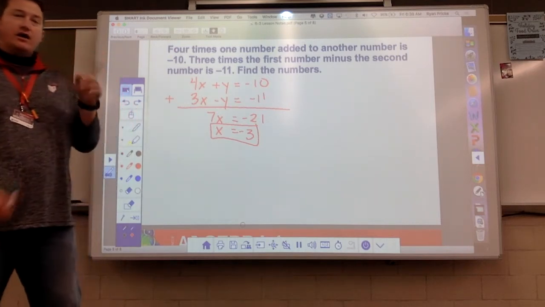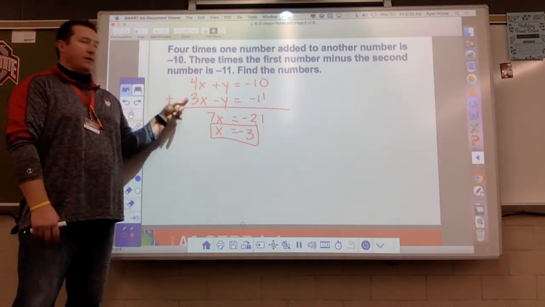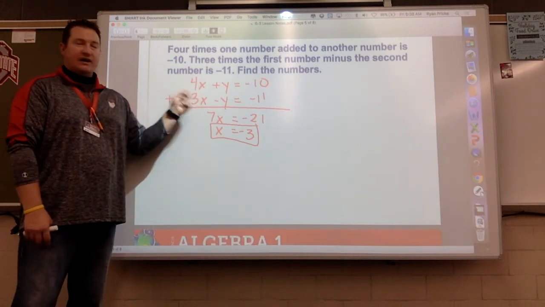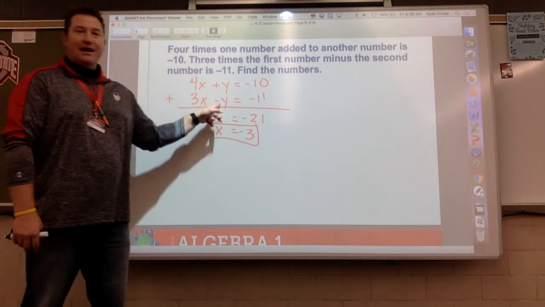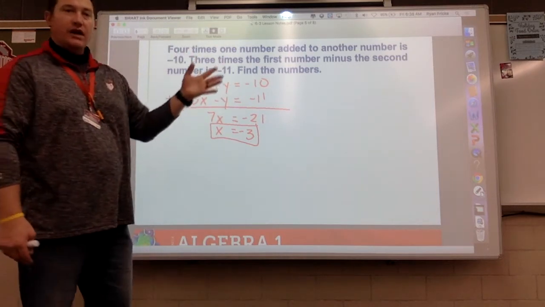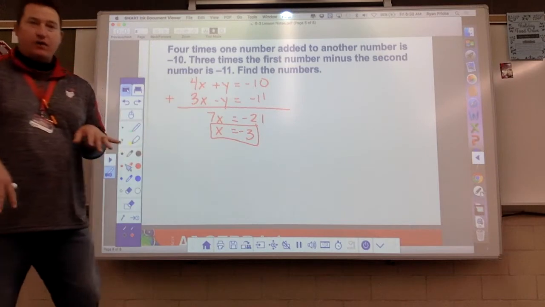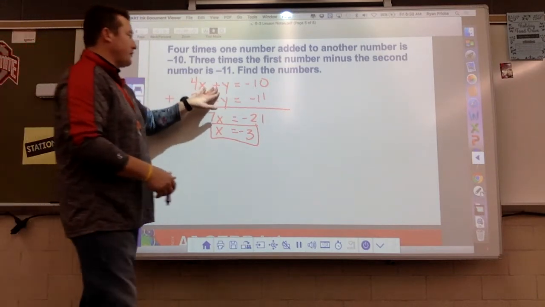Bam. Now, make a good choice here. We can, once again, choose either one. If you choose the bottom one, we replace x with a number, but then you've got negative y, and we still have an extra step in there. If I choose this one, as soon as I move that 4x over, then I'm done, okay? So I'm going to choose this one.